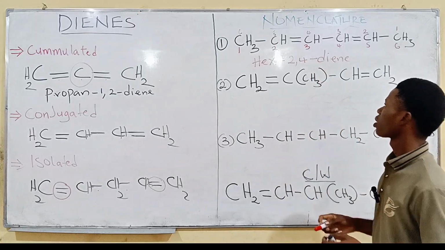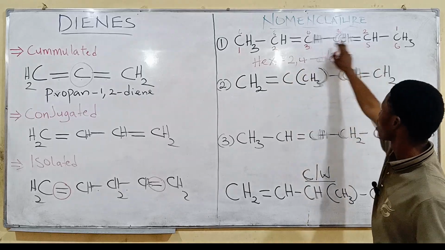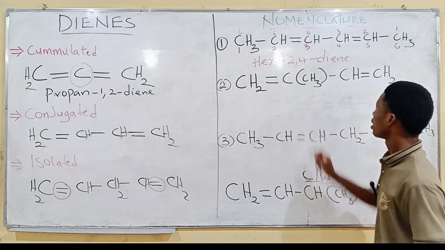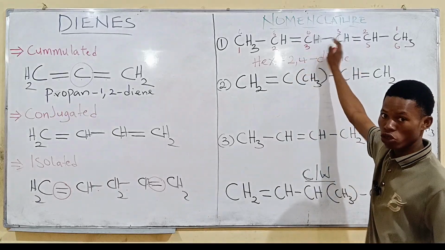Simple. Hex 2, 4, diene. That is it. But let me ask, what class of diene is this? Is it cumulated, conjugated, or isolated? Double bond, single bond, double bond. So this obviously is a conjugated double bond.